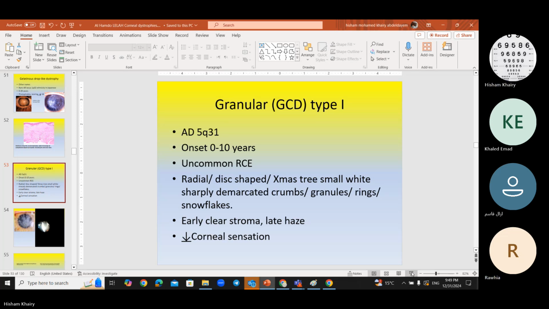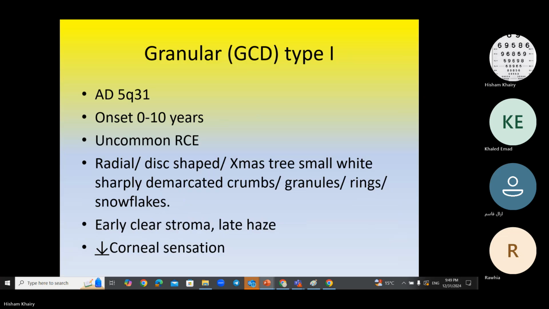So, quiz number 1. We'll repeat it. What is the most common corneal dystrophy that you will encounter?